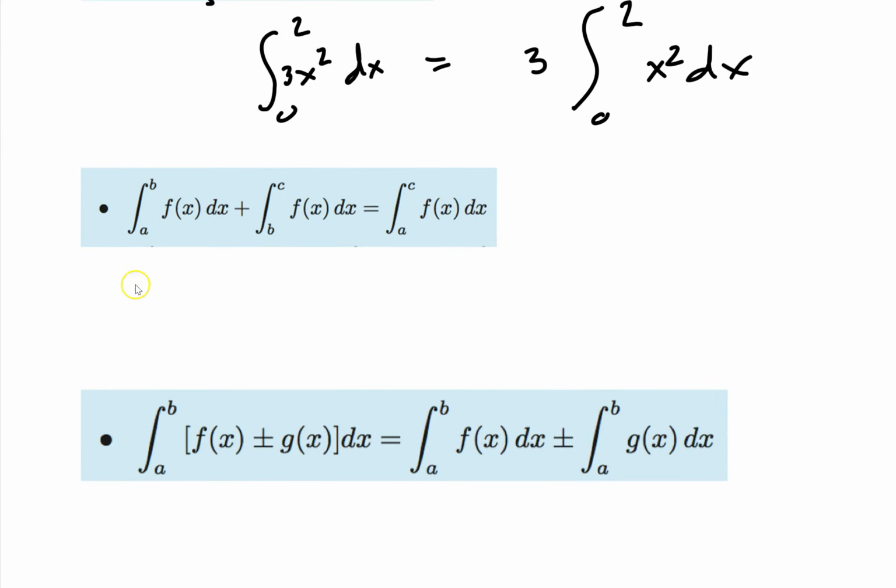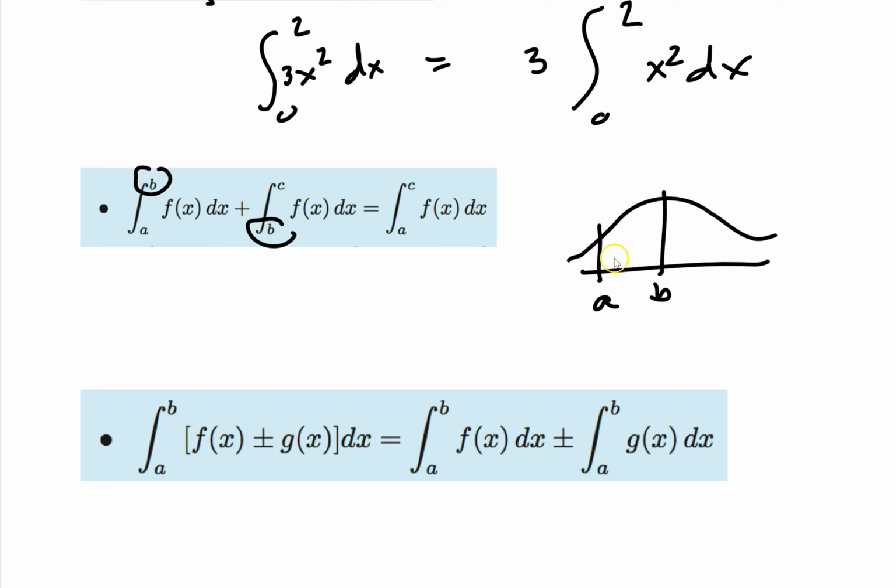The next one is important. It's like the transitive rule for integration. You go from A to B, and then from B to C. You notice how they match? Well, that equals the integral from A to C. Let's say we gave you this curve and asked for the area between A and B, and then from B to C. Doesn't it make sense that if you add this one plus that one, you get the whole integral from A to C? That's all it's saying.